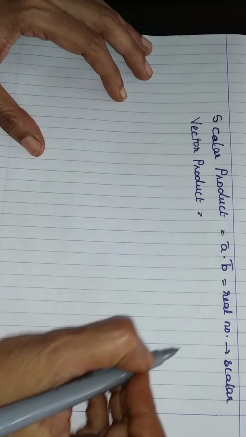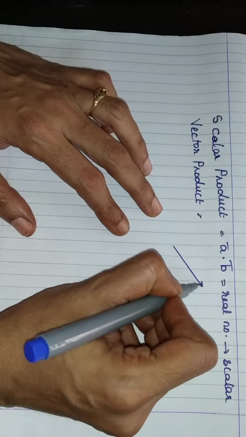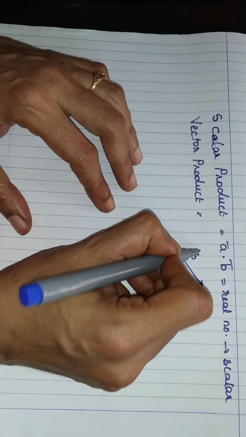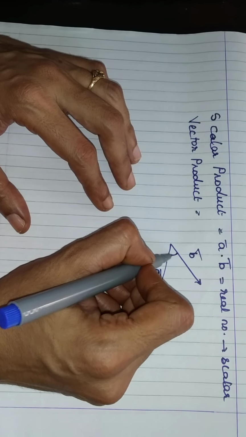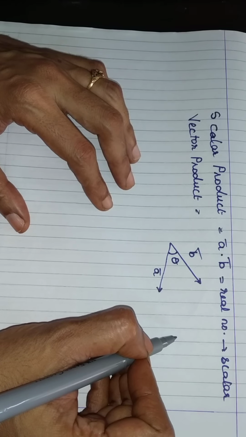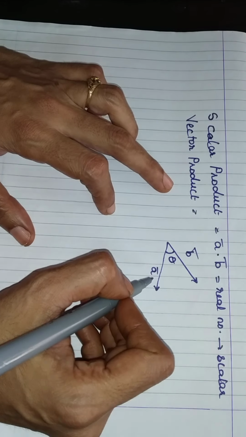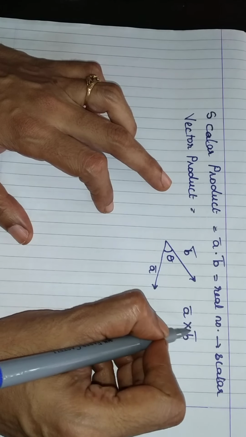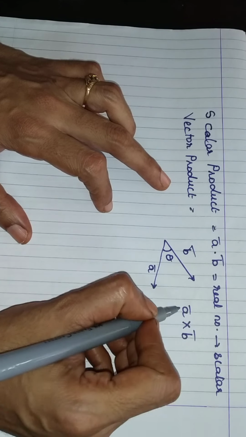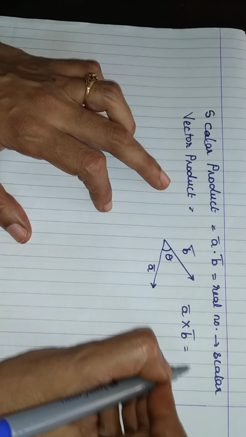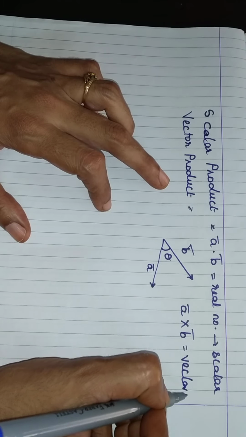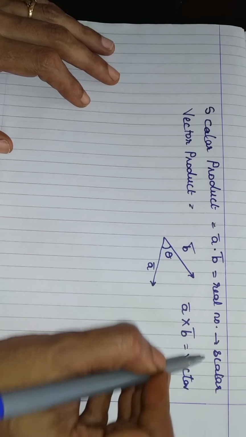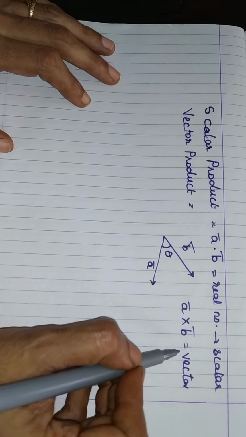Now what is a vector product? Consider these two vectors. Say this vector is A bar and this one is B bar, and the angle between them is say theta. Then we say that the vector product of A bar and B bar is given as A cross B. See, the multiplication sign put here is called as cross. So A cross B, and this comes out as a vector. So that is a basic difference between the scalar product and the vector product. A dot B is a scalar, whereas A cross B is a vector.